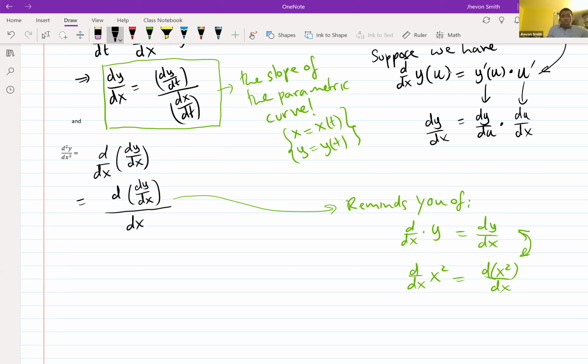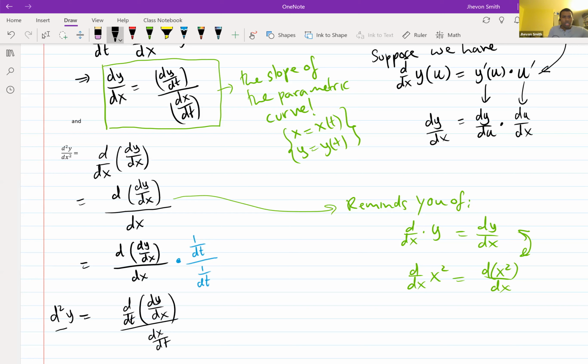And so what we do now is I am going to multiply and divide by 1 over dt. So the approximation of a small change in dt is what I'm going to multiply by. And so this now, I can just move that in. This is d dt of dy dx over, well, dx dt. And that is your second derivative. D squared y dx squared is that guy.